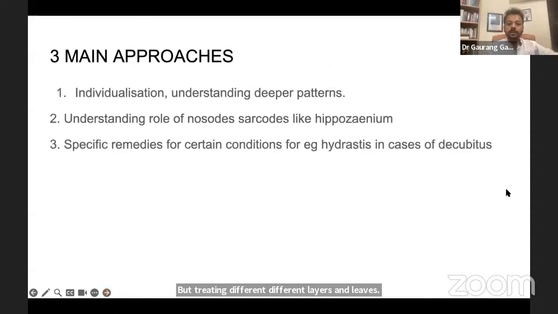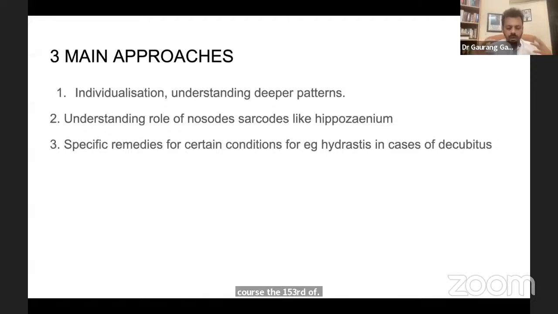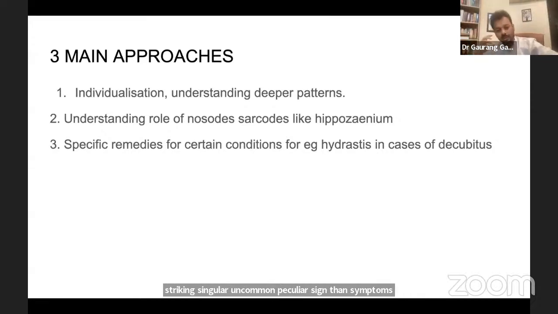So my idea today, and we have some time today, is basically talking about three different approaches that we use, the main approaches. The first, of course, is the 153rd aphorism: the idea of individualization, the idea of holism, the idea of striking, singular, uncommon, peculiar signs and symptoms, as the 153rd aphorism speaks about, finding deeper patterns, finding that exact symptom, and so on. A large number of cases may require this approach, I would say about 75% of cases. You begin the case with this approach.